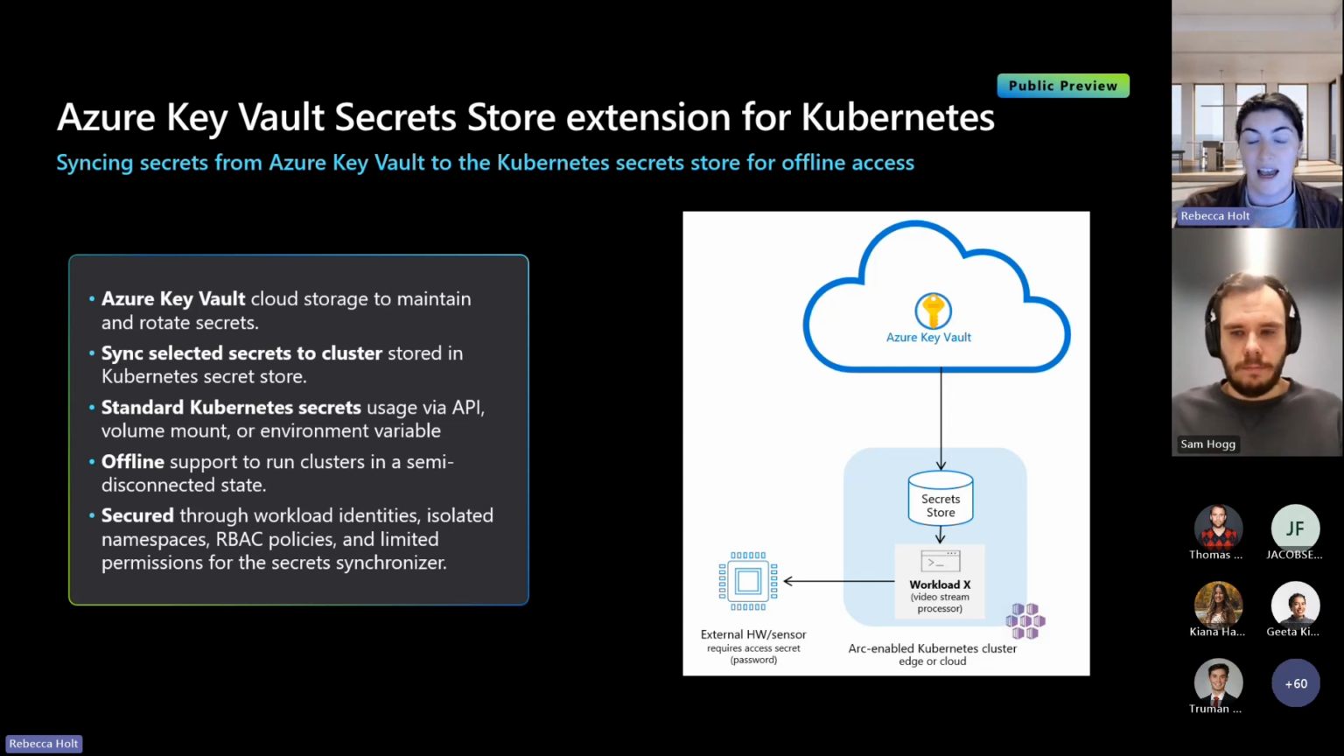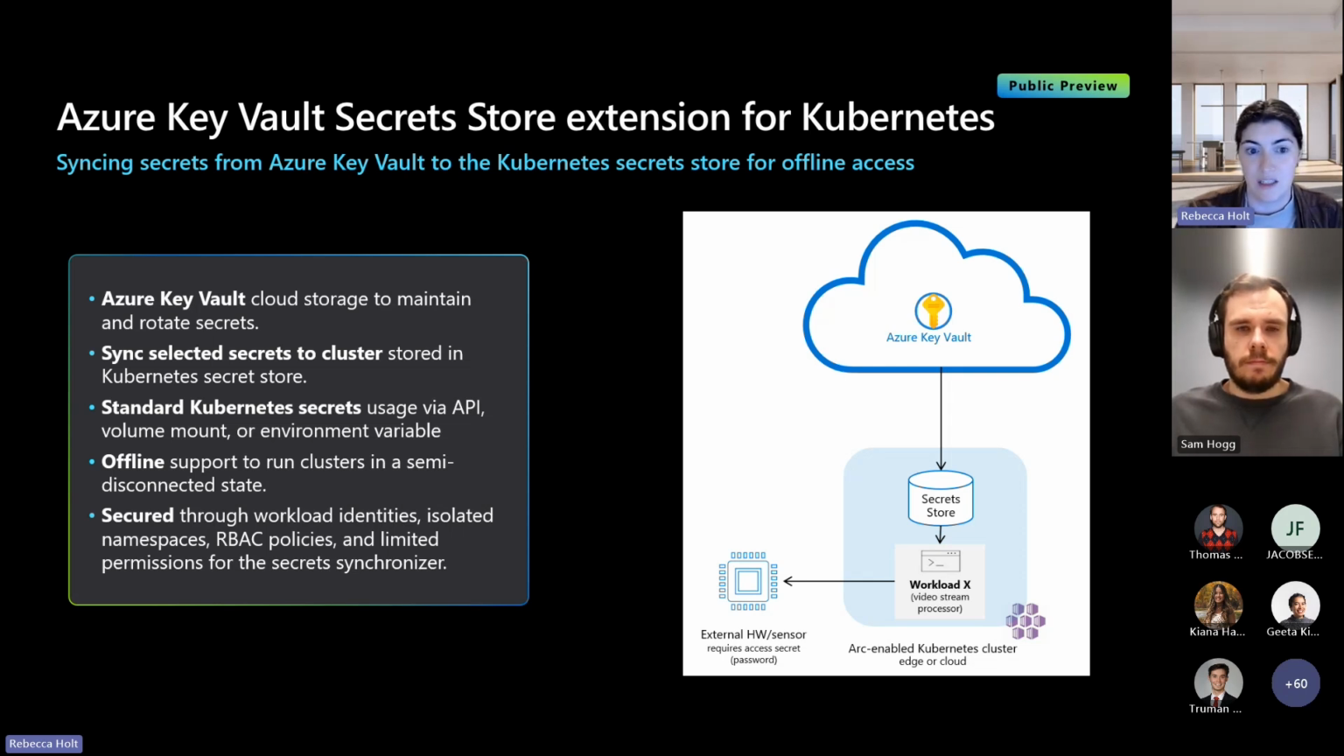where you can store all of your secrets in Azure Key Vault and have the great features that Azure Key Vault provides for storing and maintaining and rotating your secrets, all of the auditability and observability, while also having the ability to use those secrets in your Kubernetes cluster at the edge and use it to connect with whatever hardware and sensors you need to leverage. And so this new extension actually does that for you.